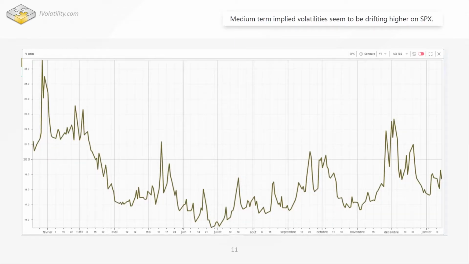If we are looking at medium-term volatility, so here we're looking at 6-month IV, same picture pretty much. The IV from the month of July is starting to trend higher, and we're still in that trend at the moment, at least so it seems.